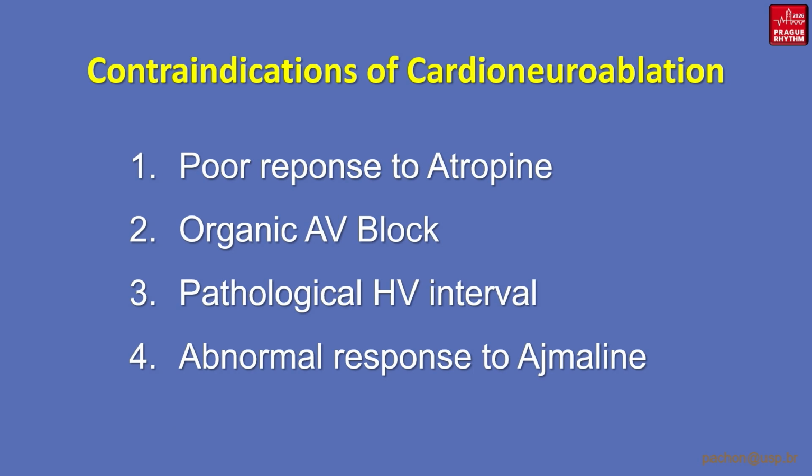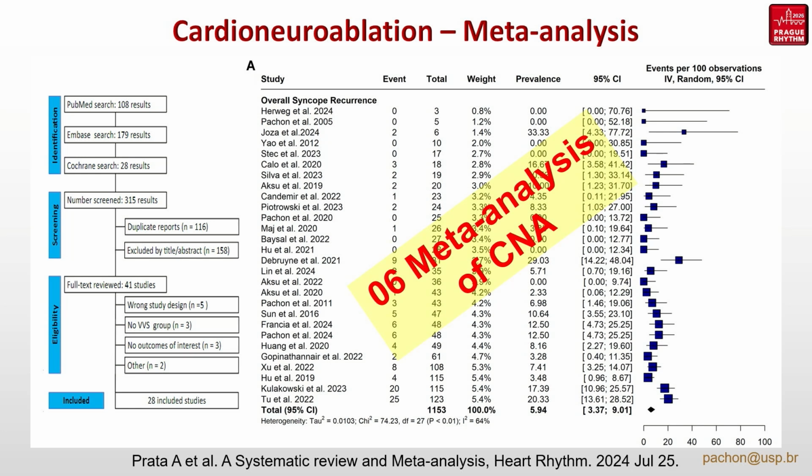Contraindications of cardioneuroablation. The first one is poor response to atropine. The second, organic AV block. The third one, pathological HV interval. And the fourth one, abnormal response to ajmaline. I think these contraindications are crucial and must be kept in mind in any indication of cardioneuroablation.